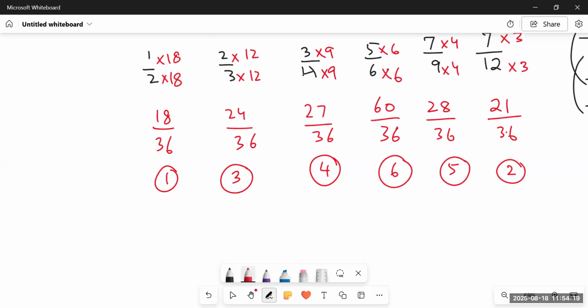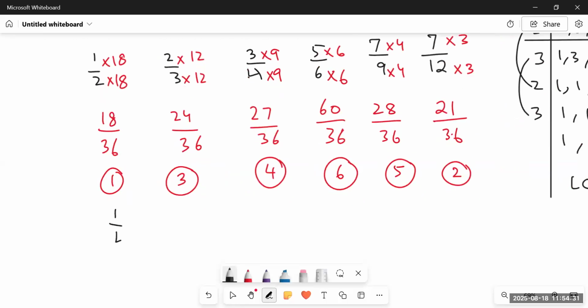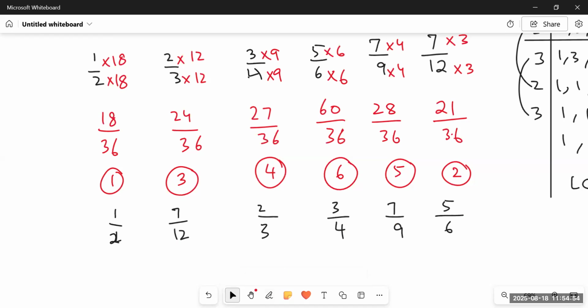So let's rearrange it into the ascending order. Number 1 was 18 by 36, which is the equivalent fraction of 1 by 2. Then comes the second one, which was the equivalent fraction of 7 by 12. Then the third one is 24 by 36, which is the equivalent fraction of 2 by 3. Then comes fourth, 27 by 36, which is the equivalent fraction of 3 by 4. Then comes the fifth one, 7 by 9. And last but not the least is 5 sixth, that is 5 upon 6. So how easy it was, students.